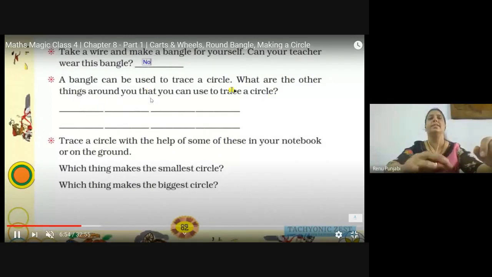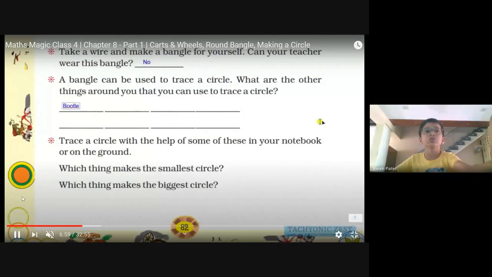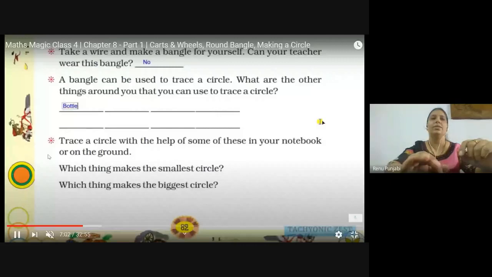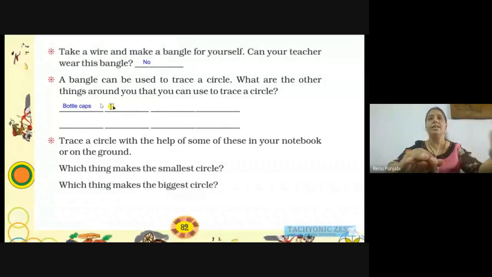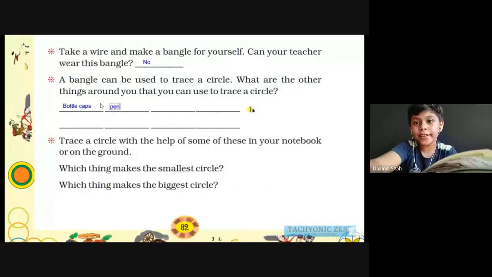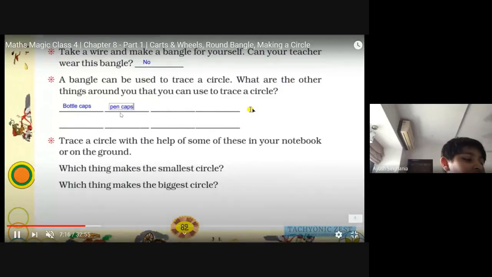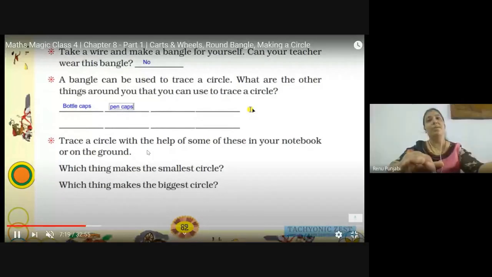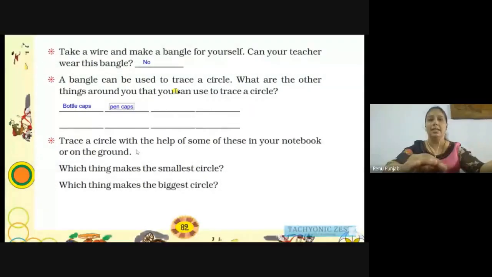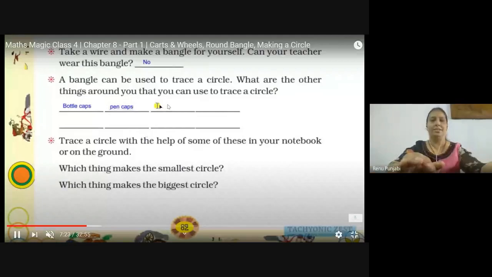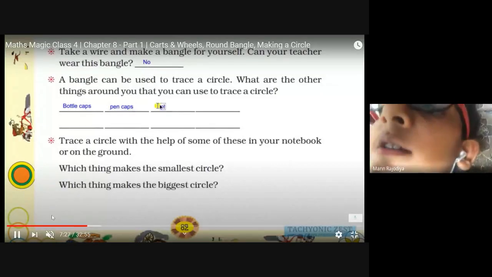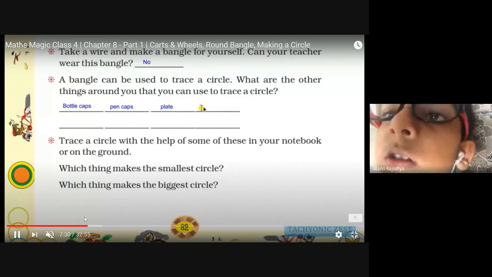What are the other things around you that you can use to trace a circle? We have done this activity. A bottle cap, yes. Ma'am, kada. Okay, you call it a bangle also. And what else? You brought the round objects and you all have done this activity. Plate, pen cap, and compass. Compass you have used, but I am asking about circular objects. Round bowl, round box, plate, okay.